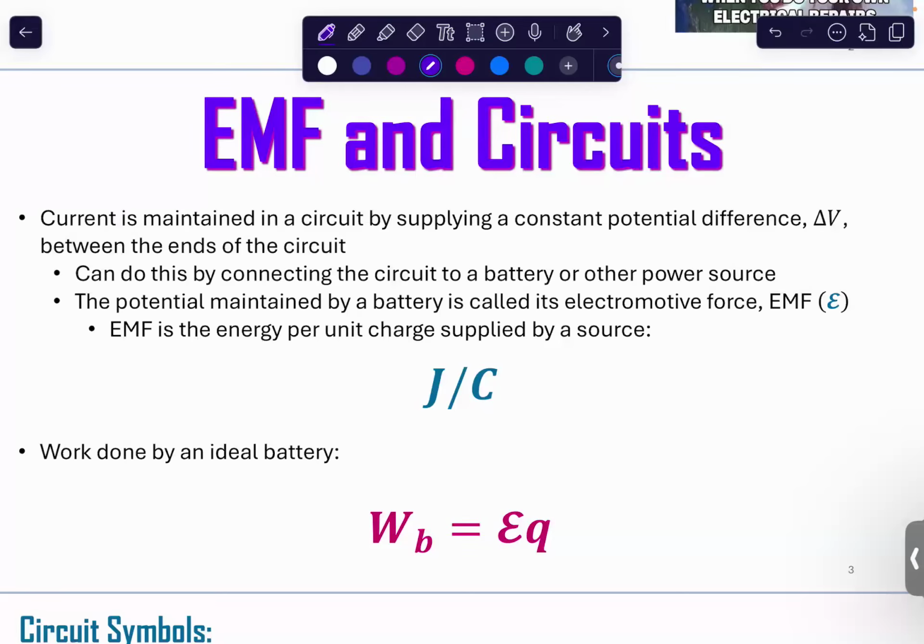Your units for EMF are joules per coulomb, because it's energy per unit charge. And we know the joule per coulomb is the what? That's a volt. So your EMF is the voltage from your power source that drives the current in the circuit.